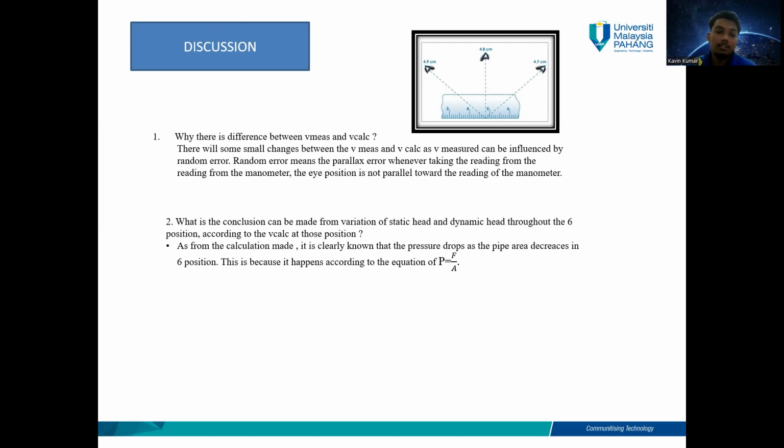Okay, next is what conclusion can be made from the variation of static head and dynamic head throughout the 6 different positions as I explained before. From the calculation made, it can clearly be noted that the pressure drops as the pipe area decreases across the 6 positions. This happens according to the equation P equals F over A. So as the area decreases, the pressure will be decreasing too.